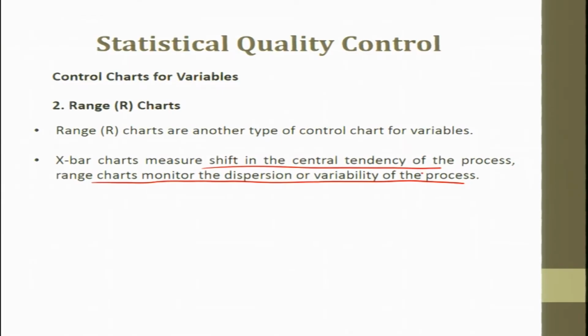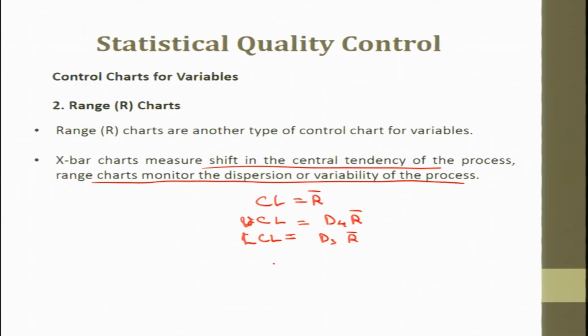As I said before, the method of developing and using the R chart is the same as that of the X bar chart. The central line of the control chart is the average range, and the upper and lower control limits are computed using tabulated constants. The central line is just R bar. The upper control limit and lower control limit are equal to D4 into R bar and D3 into R bar.